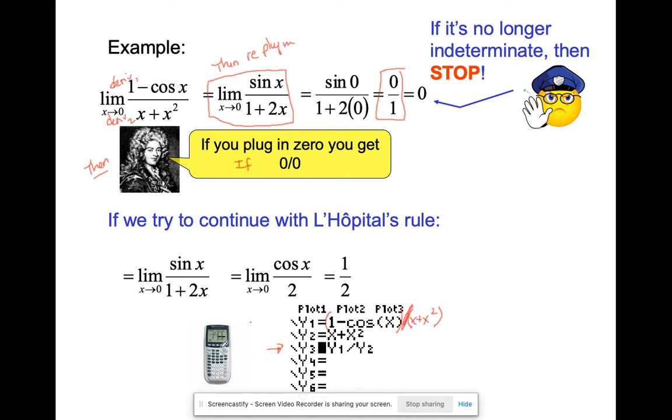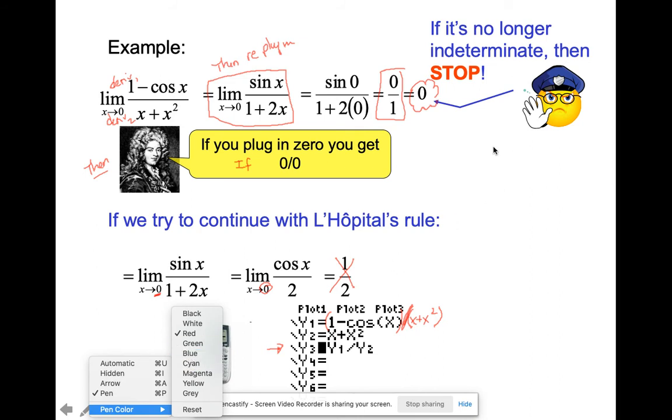So if you look at the graph of 1 minus cosine x over x plus x squared, and you look at the behavior around 0, it ain't going to be a half. It is going to be 0. You cannot apply L'Hopital's rule unless when you plug in your value for a, you get the indeterminate form. Okay, very important.